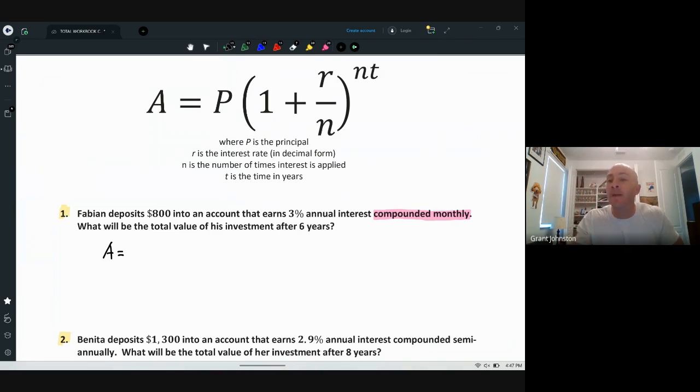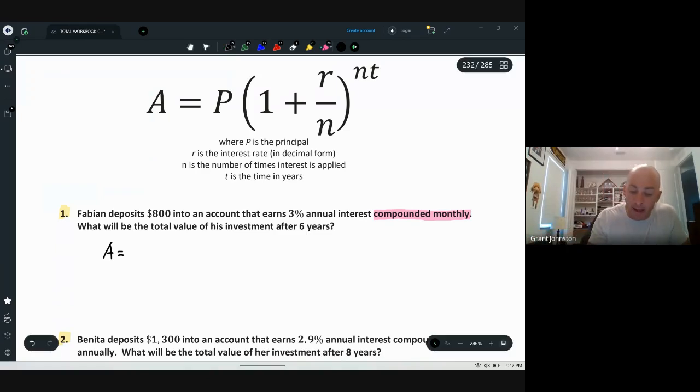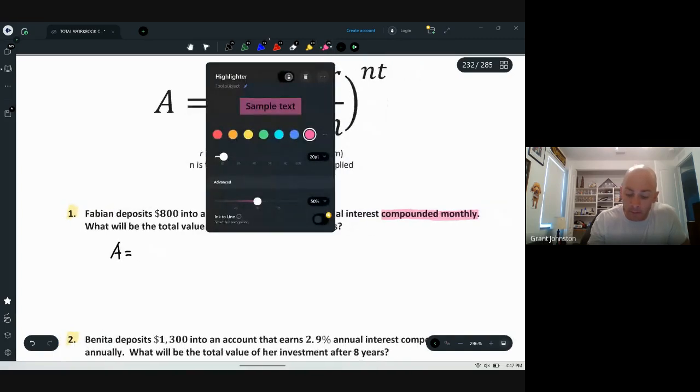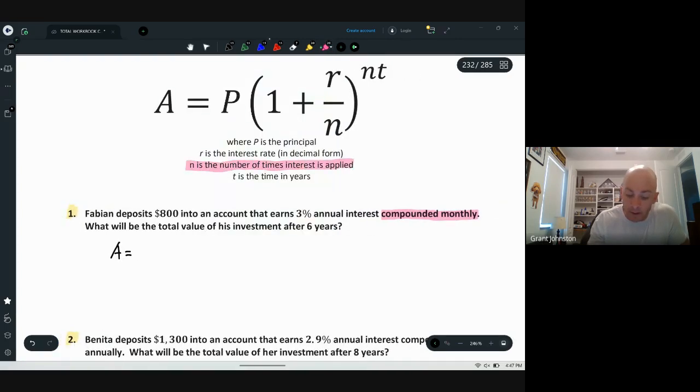So compounded monthly means it's going to be compounded 12 times per year. So that's what we're referring to as N. N is the number of times the interest is applied. So N is going to be 12. Just keep that in mind.